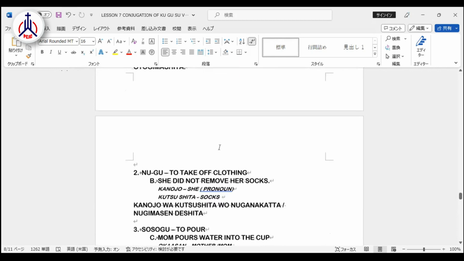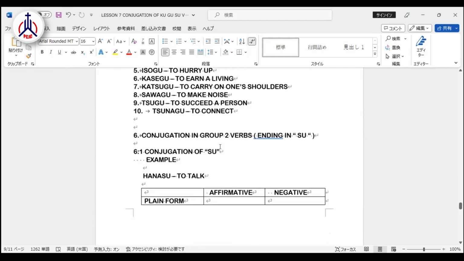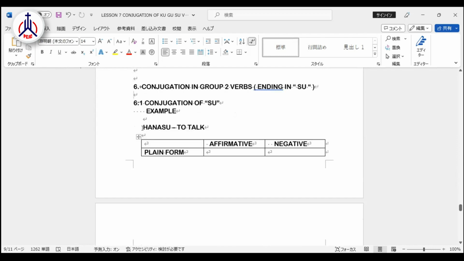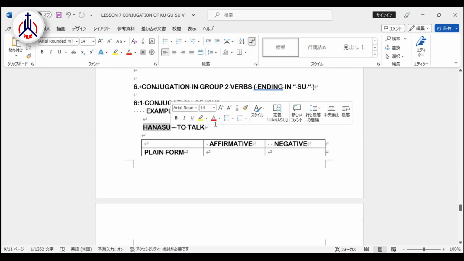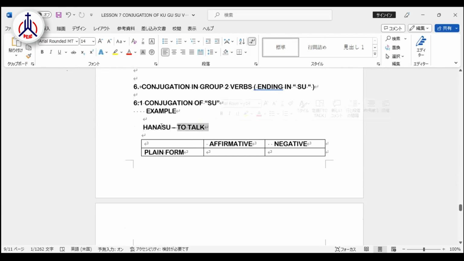Okay? So, now conjugation in group 2. We are finished with group 1, the ku and the gu. Group 2 is only one ending verb, which is the su. Conjugation of su, for example, hanasu. Hanasu means to talk. Okay, look at your table.